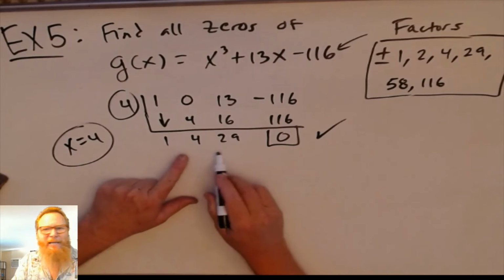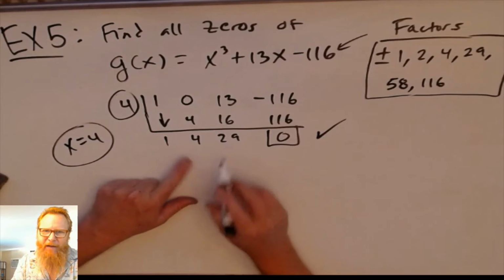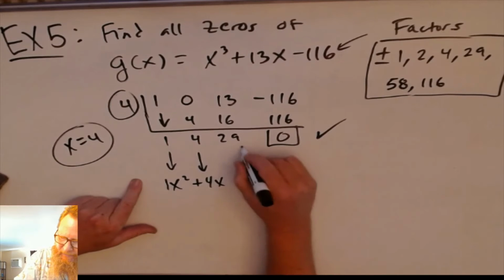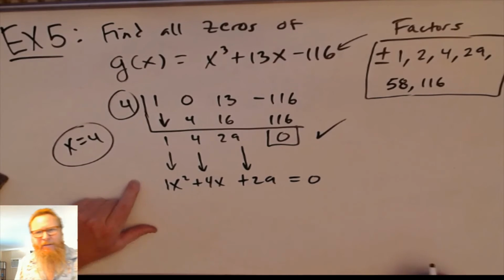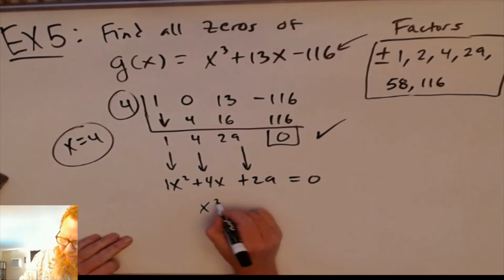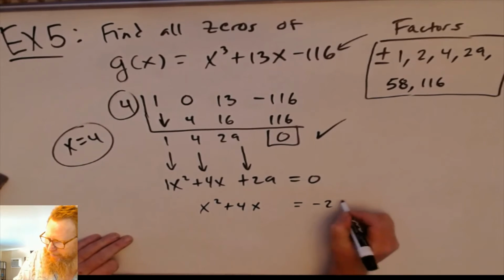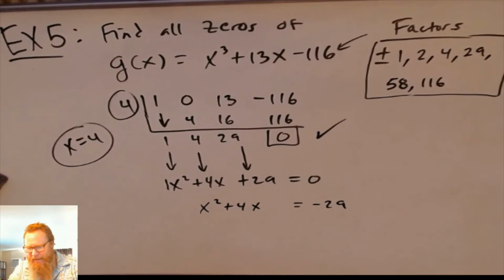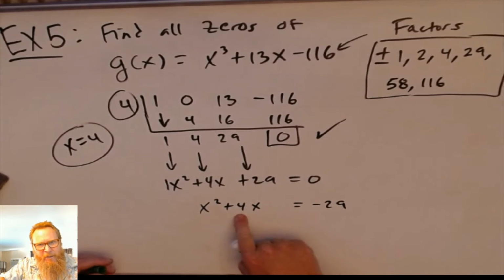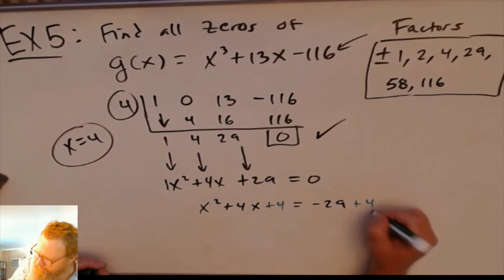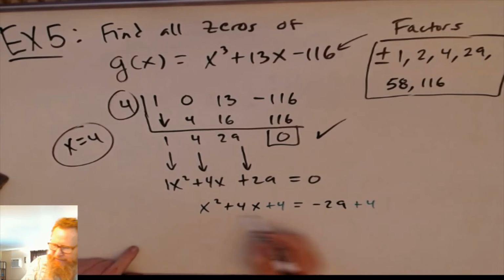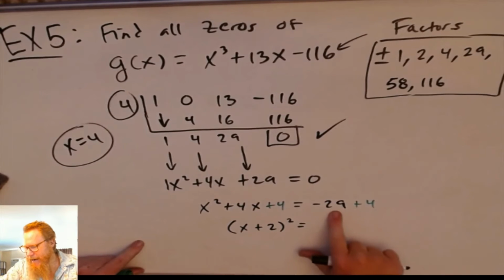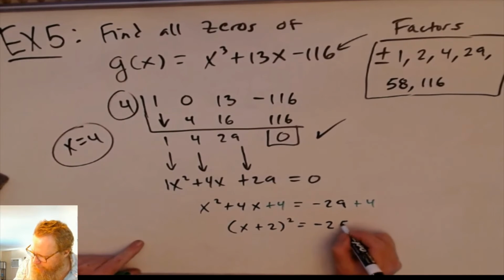Now, I don't need to keep dividing. I've got 3 terms, so that's quadratic. Either use completing the square or the quadratic formula. I like completing the square. I think I've said that a lot. So I'm going to move the 29 over. Half of 4 is 2. 2 squared is 4. So I'm going to add 4 to both sides. Then I factor this. X plus 2 squared. Negative 29 plus 4 is negative 25.